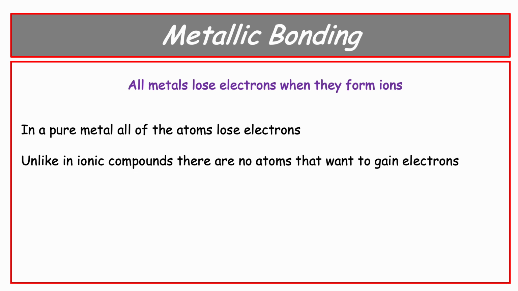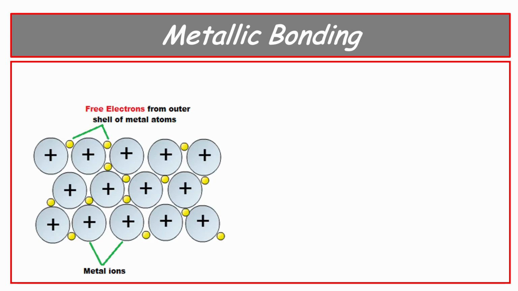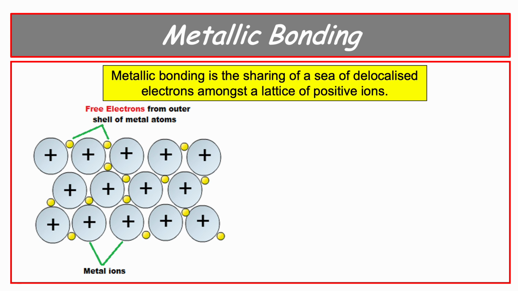What we've just mentioned, in an ionic compound, we've got negative ions that want to gain them. Here we don't. So those electrons go to what we call the sea. So metallic bonding is the strong electrostatic force of attraction between your positive metal ions, as shown by these plus charges, and your sea of delocalized electrons.